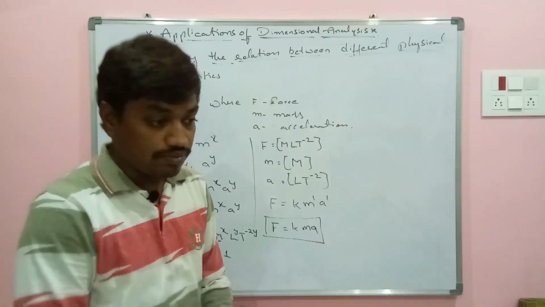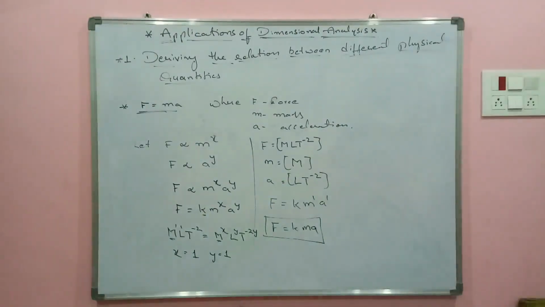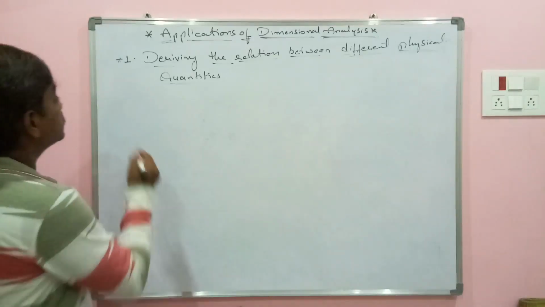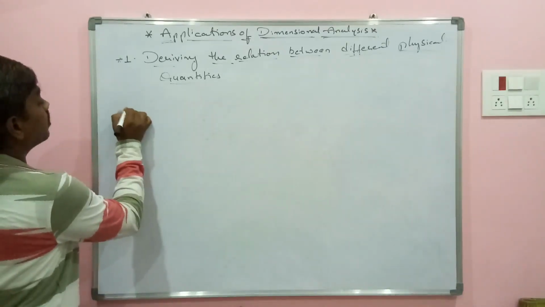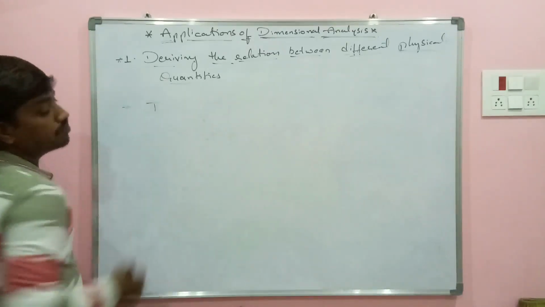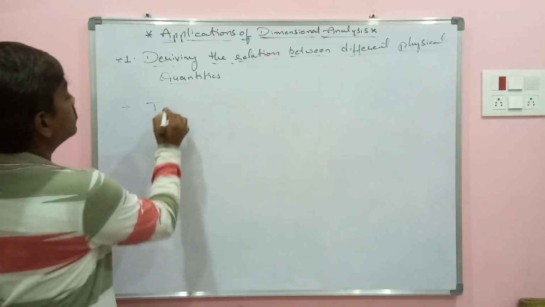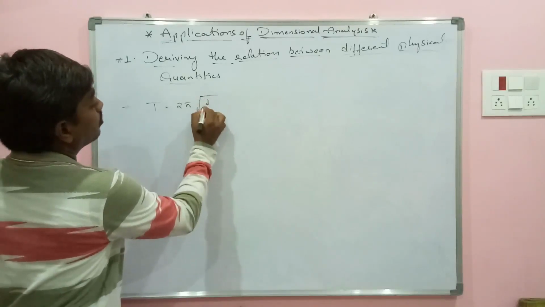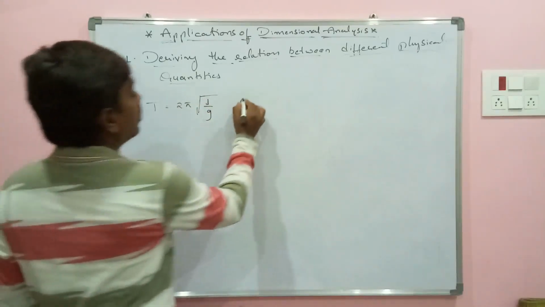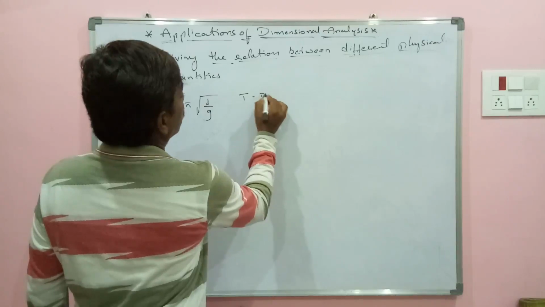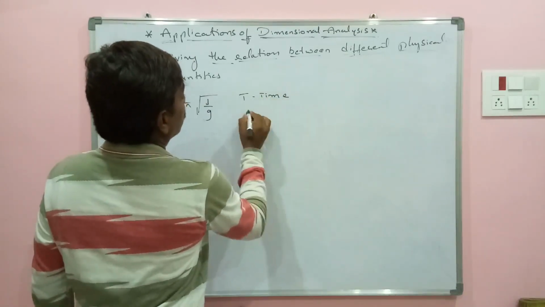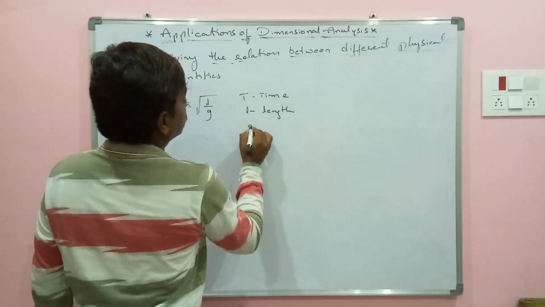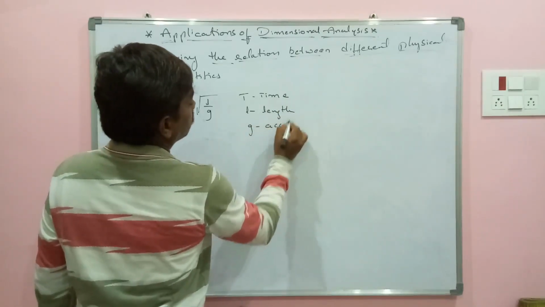Let us see second example. So let us see a second example where we are going to derive a relation for time period of a simple pendulum. T is equals to 2 pi into under root L by g, where T is time, L is length of the pendulum, g is acceleration due to gravity.